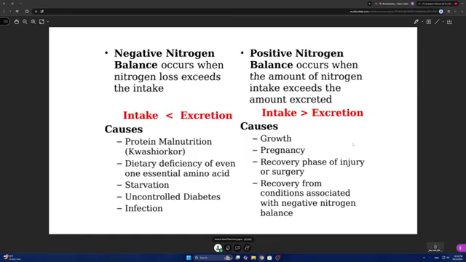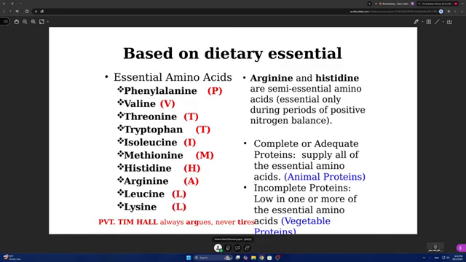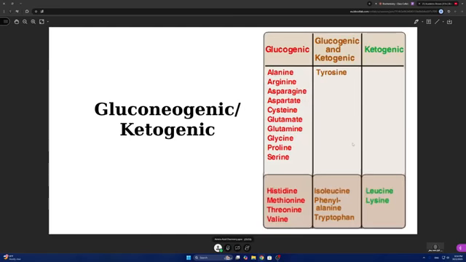Now coming to the next topic, we can skip the nitrogen balance this time. Inshallah, in the final we will discuss it. Nutritional essentiality, we are skipping this also for the exam now. Inshallah, this next one is very important.